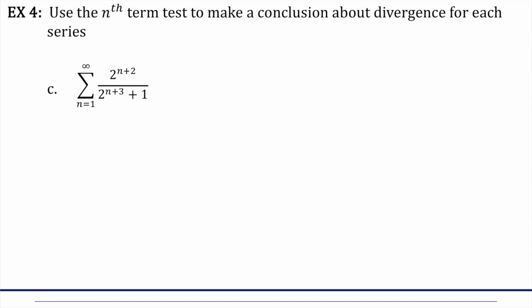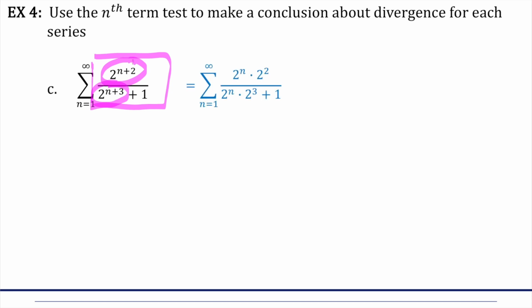All right, let's look at C. We have an a sub n term of (2 to the n plus 2) over (2 to the n plus 3) plus 1. There's so much going on there. How do you make heads or tails of it? Well, we're going to rewrite the top and the bottom. We're going to break up these little guys a bit so we can see what's going on.